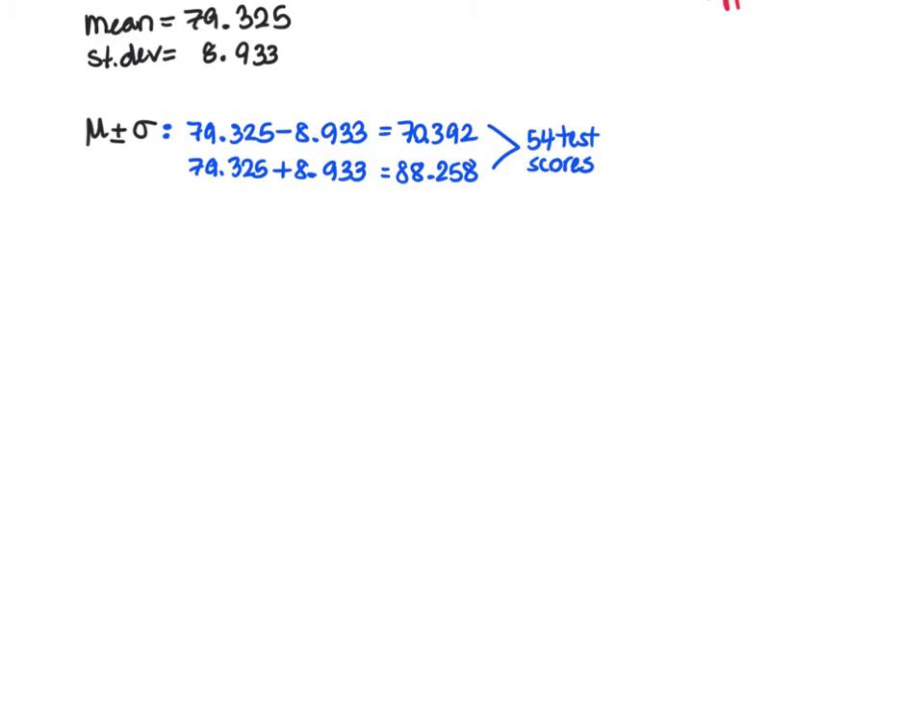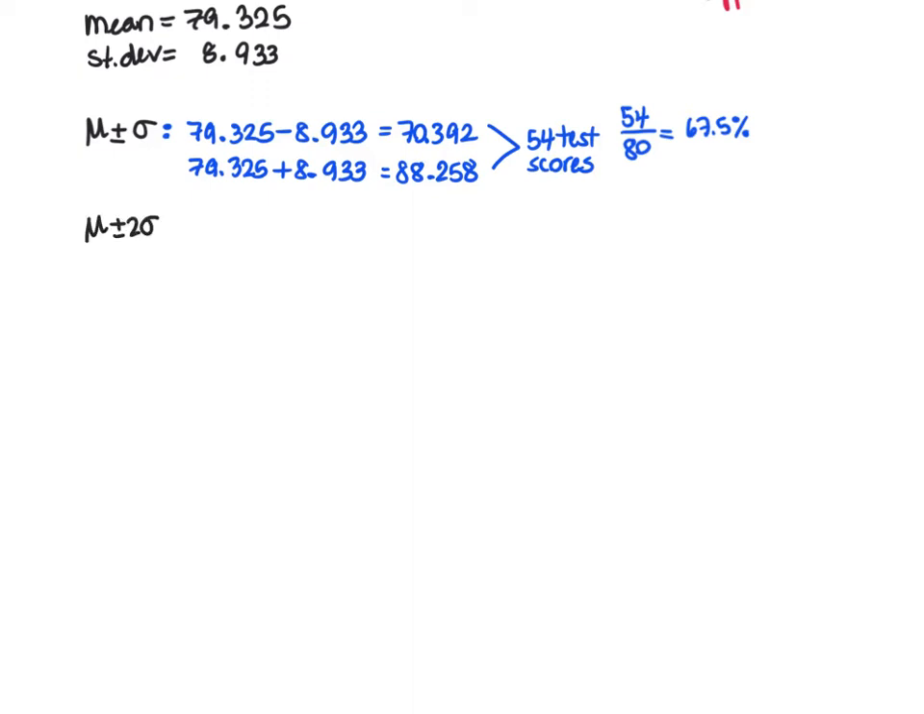So anyhow, back to what we were doing. We have 54 test scores out of 80 that are between those two values. And so when we do 54 out of 80, it needs to be at least 68%. And it's 67.5%. So that is just about right on the money. That's amazing. So now let's try mu plus or minus 2 standard deviations.